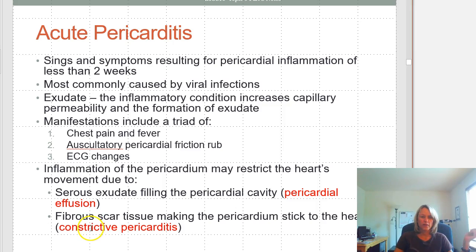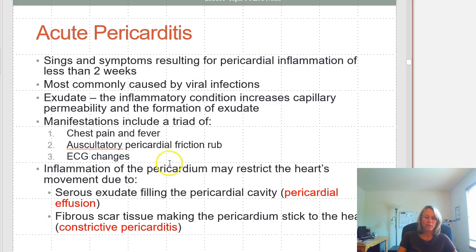Okay, acute pericarditis. This describes the signs and symptoms that result due to pericardial inflammation of less than 2 weeks. It's usually caused by a viral infection. Exudate is the inflammatory fluid caused by increased capillary permeability. The manifestations of acute pericarditis include chest pain and fever. You can hear a friction rub, and some EKG changes.